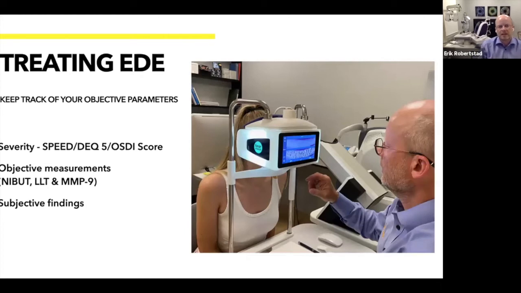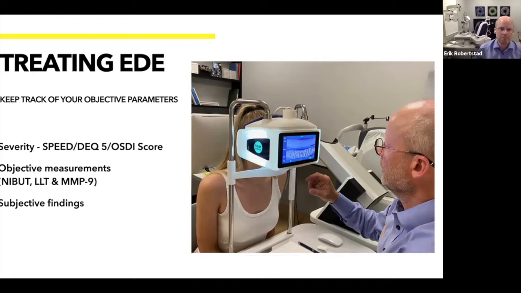When treating dry eye disease, it's always good to keep track of your objective parameters. So I would suggest to have good parameters that you can monitor through the process and also quantify again after your treatment so that you know that you reach your targets. The severity is easily quantified with questionnaires like SPEED, DEQ-5, OSDI, and your objective measurements.